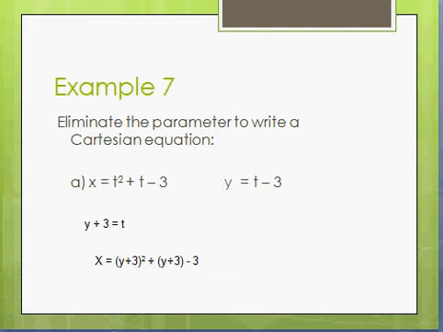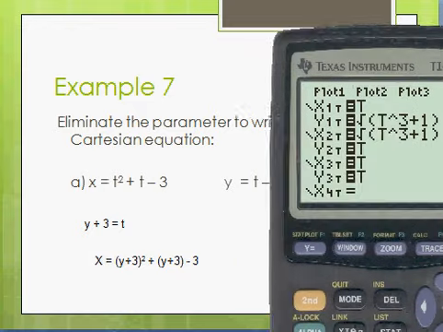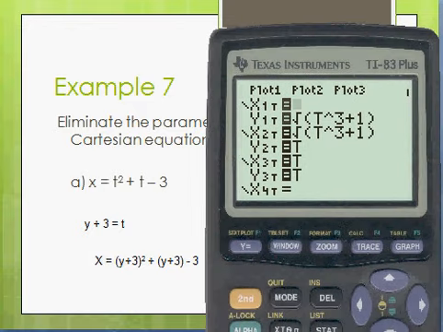Okay, so let's finish up here. So we have the parametric equation x equals t squared plus t minus 3, y equals t minus 3. Let's take a look at what that looks like with our calculator. So let's clear out everything else that we have.